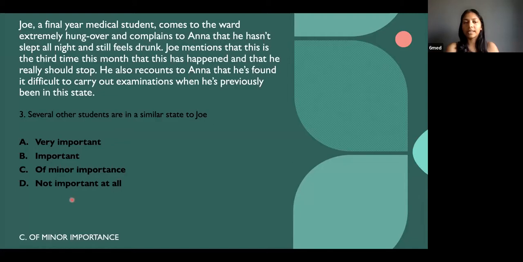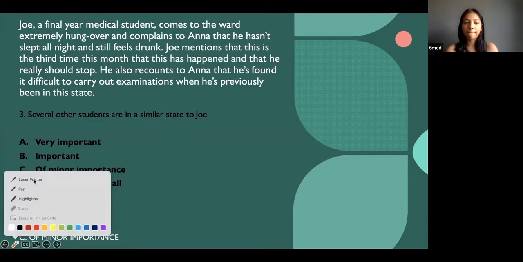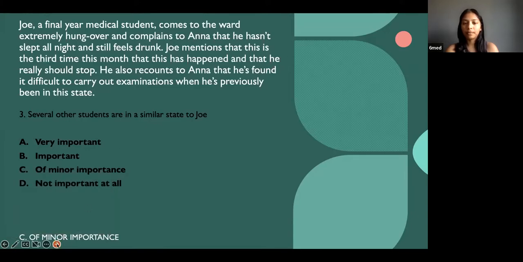Does that make sense? There is still some importance, because if the other students are in that same state, that could compromise patient safety. But at the moment, Joe is Anna's priority, not the others. So that's why it would be C as opposed to D. Why not B? Several other students are in a similar state to Joe, but in this clinical STEM, as I just said, they're focusing on Joe and not the others. We've also not been given information on whether those students are in hospital or back home, so we can't make assumptions. So it would be C as opposed to D or B.